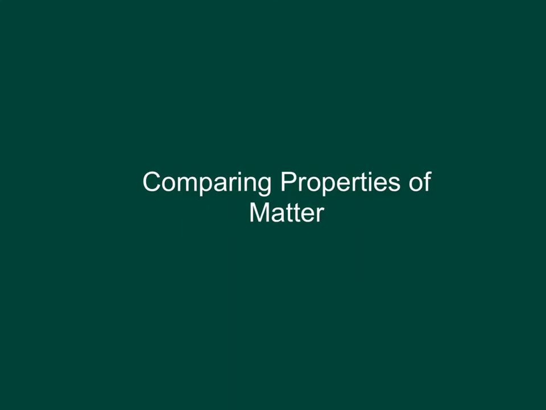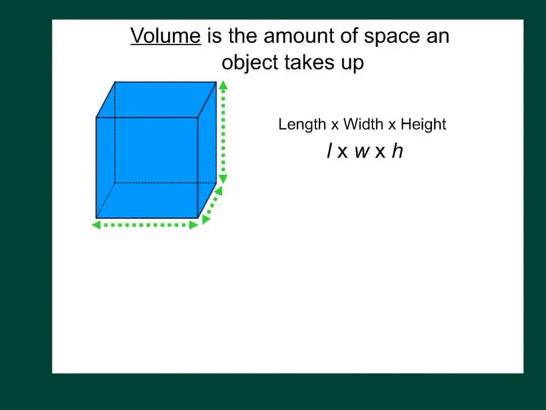In this week's lesson, we're going to be comparing properties of matter. For this week's lesson, you will need to know how to find the volume of a figure. So the volume is the amount of space an object takes up. And the volume can be found in an object by multiplying the length times the height times the width.